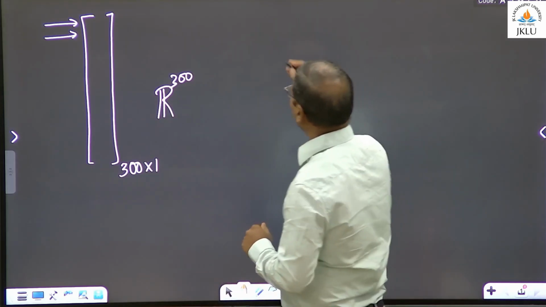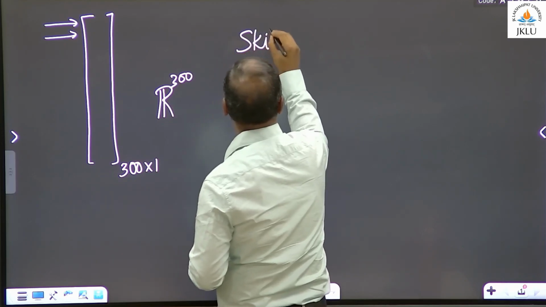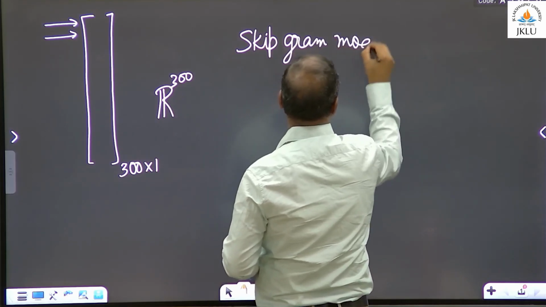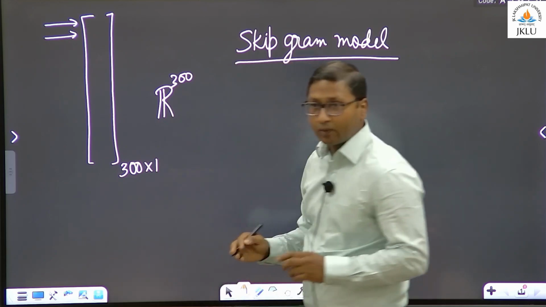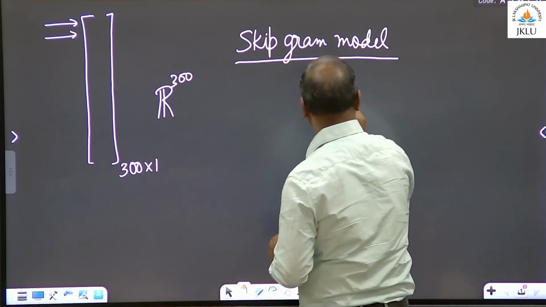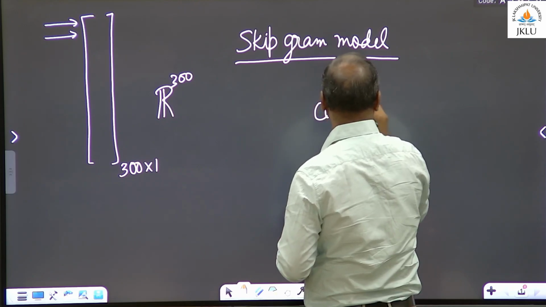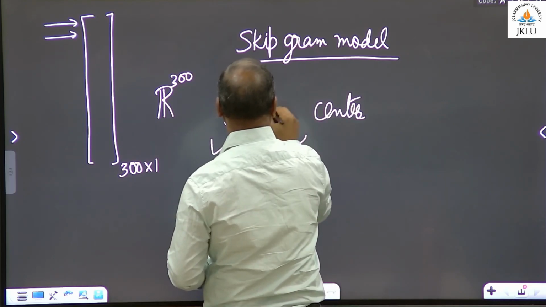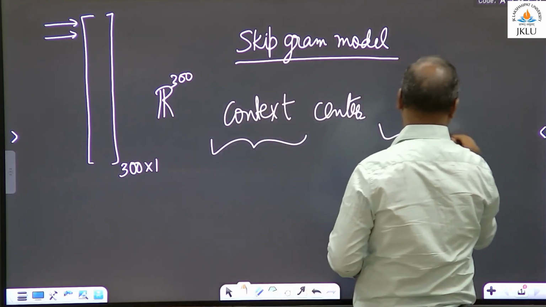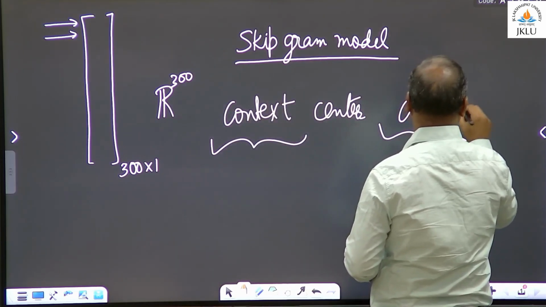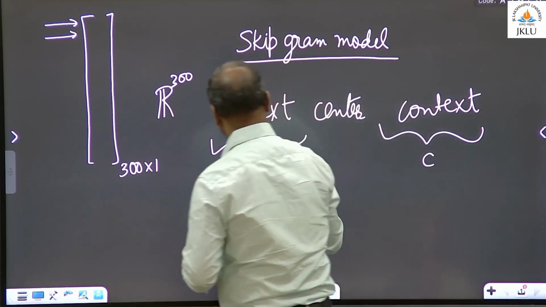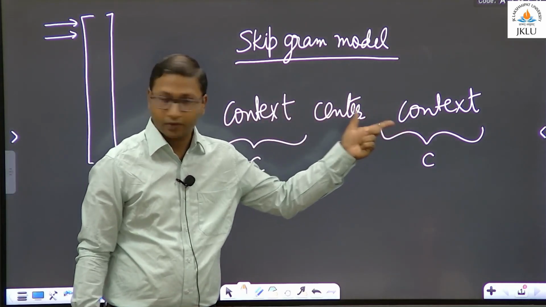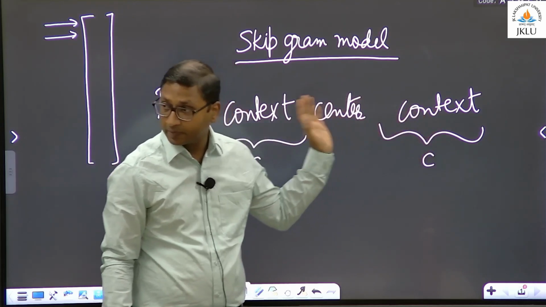Other than that, what we have covered in classes is the skipgram model. Okay. Skipgram model was this. You have this center word, okay, and then you have a window of size C on both sides. Okay, that was your skipgram model.